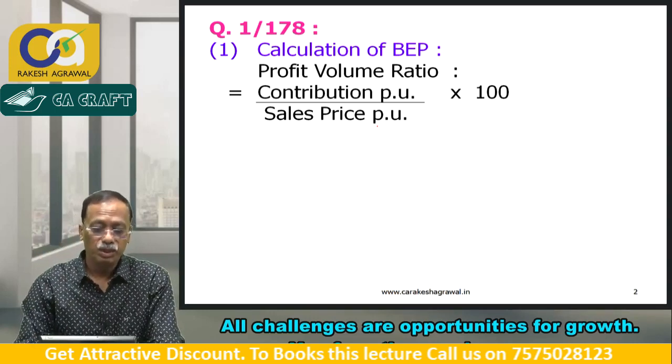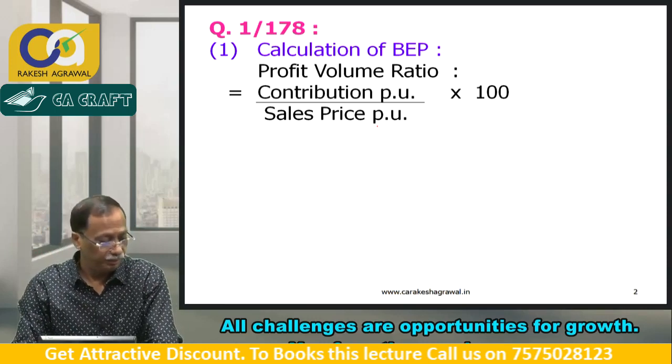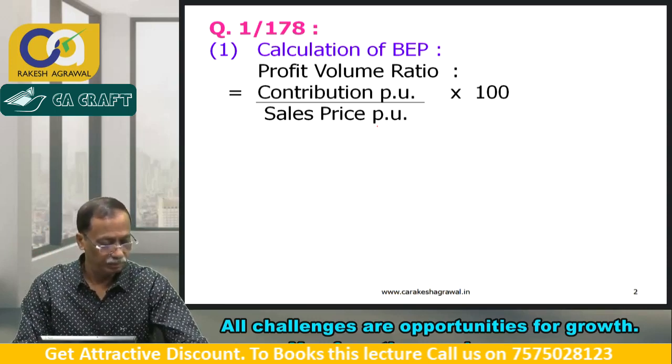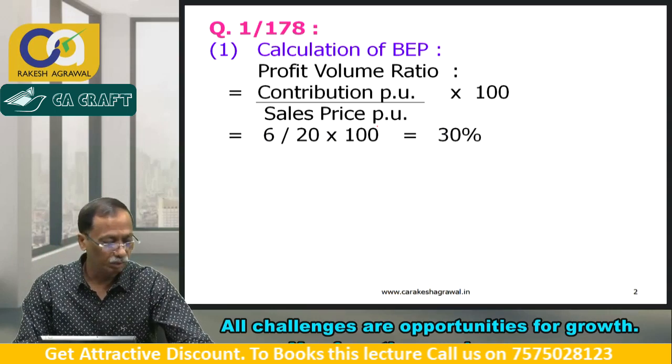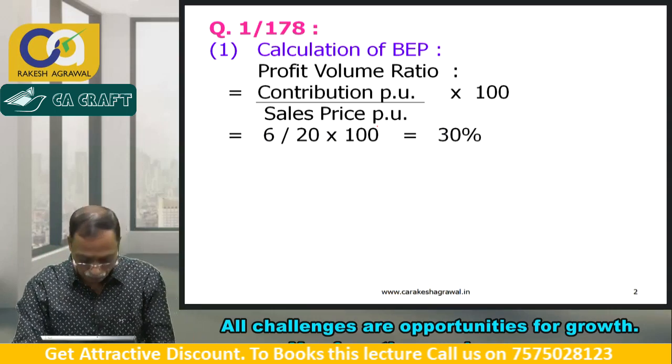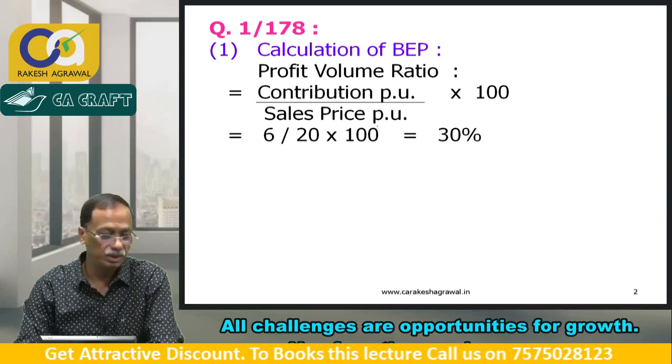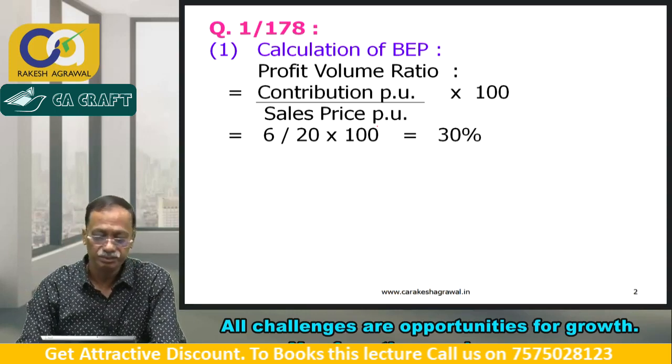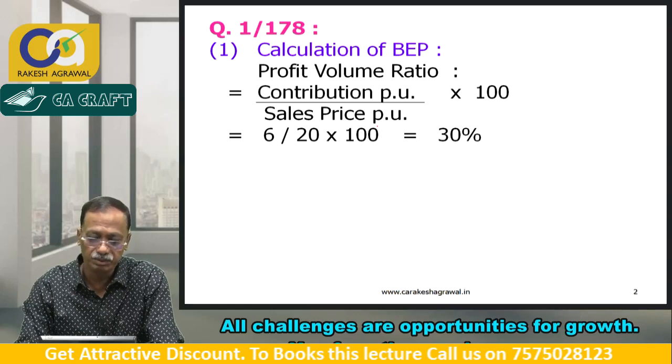So contribution per unit upon sales price per unit into 100 is equal to, your contribution per unit was 6 rupees. How 6 rupees? 20 minus 14. 20 minus 14, 6 rupees divided by selling price 20 rupees into 100. So it will become 30%.